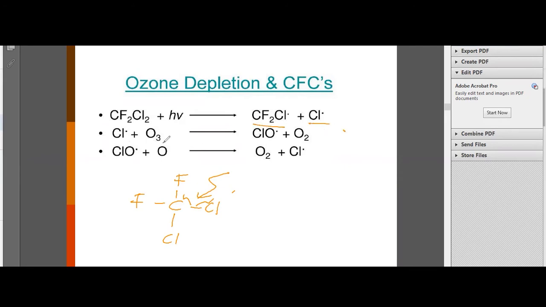Cl radical meets ozone to form ClO free radical and O2. ClO free radical meets another oxygen atom to form O2, and then another Cl radical. And that can attack another O3 molecule, an ozone molecule. Okay, we call this process the ozone depletion reaction. This makes the ozone layer become thin.